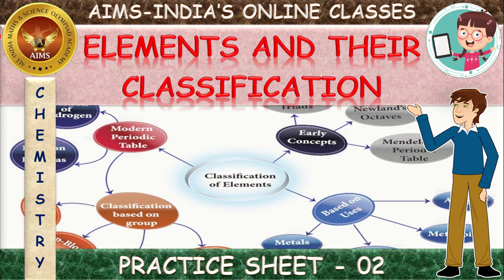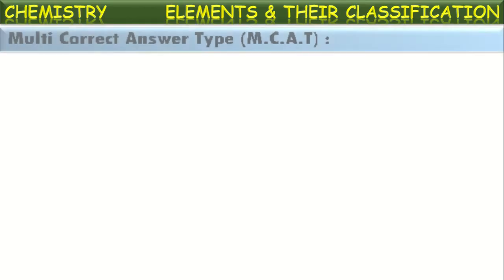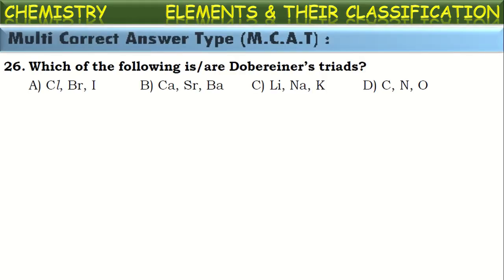There is practice sheet 2, which includes different kinds of questions like multi-correct answer, comprehension passage, matrix matching, and so on. Okay, let us start the practice sheet. First, let us go through the multi-correct answer type questions. See the first one among those.